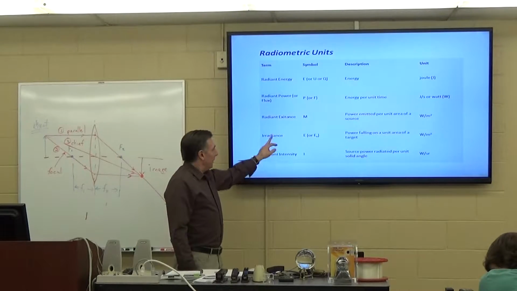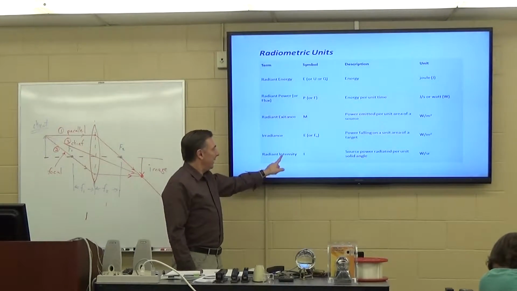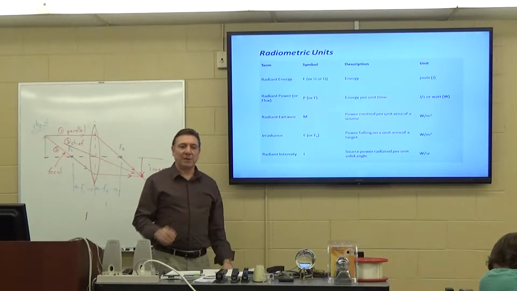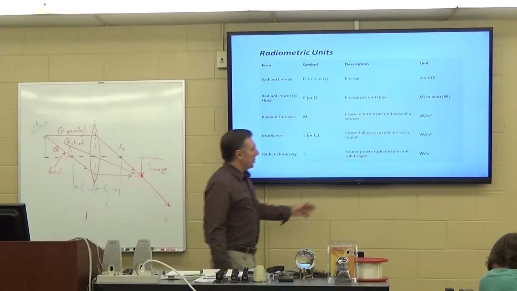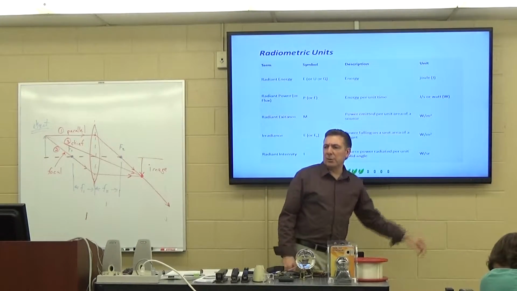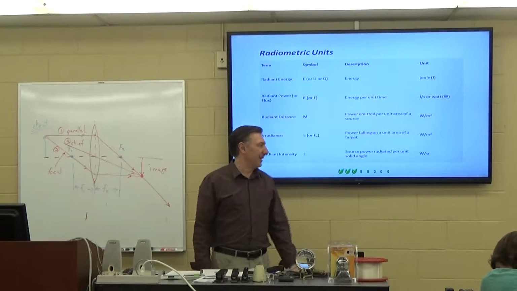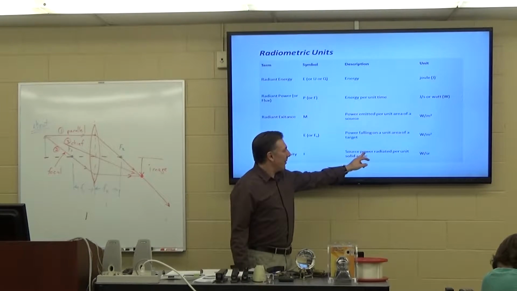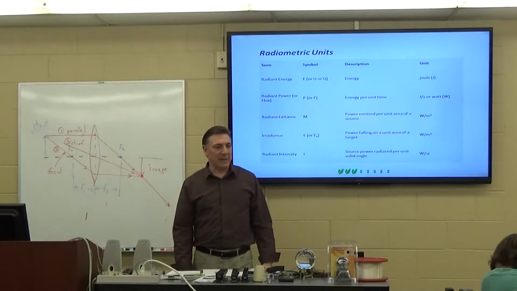These two often get confused, irradiance and intensity. Intensity, in the optics field, has a very specific meaning. Intensity is measured in something called watts per steradian. Anybody ever heard the term steradian? Only in the book, okay. But it's source power radiated per solid angle. You think, all right, what is a solid angle?